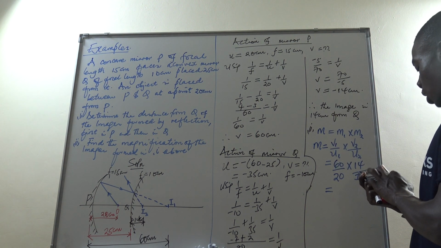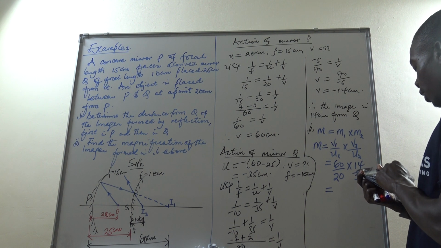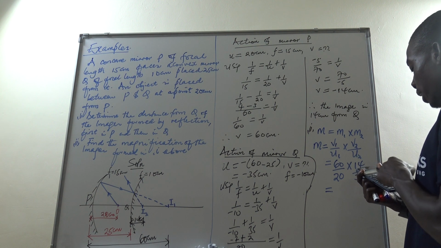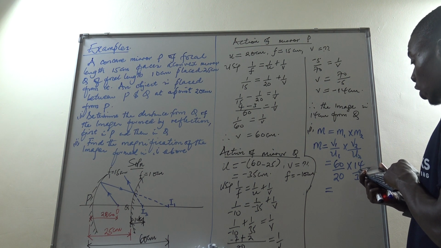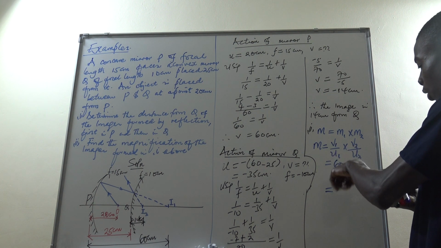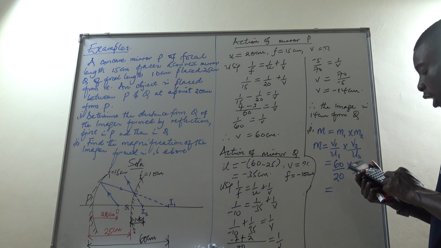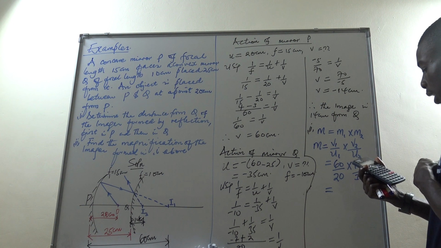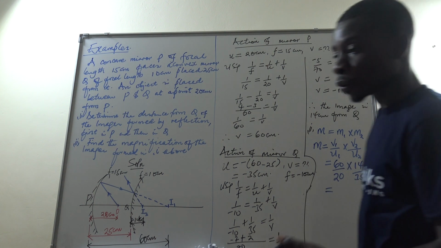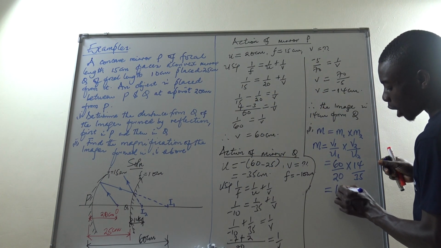So what is 3 times 14 divided by 35? That is 1.2. I'm getting 1.2. Let me try again and see. That is cancelling, 3 times 14, getting that and then divide by 35. That is 1.2. So we are saying our magnification is 1.2.